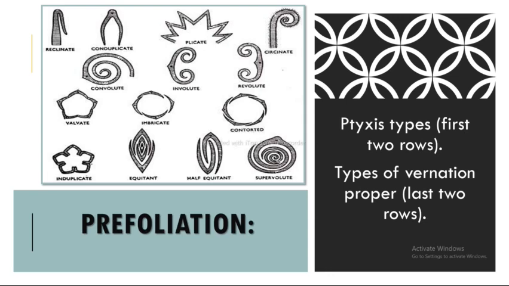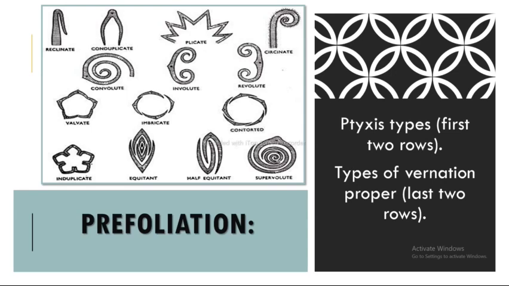Next type of vernation is the half equitant. In the half equitant condition, conduplicate leaves are placed face to face in such a way that overlapping is incomplete, with only one half of the blade being inside the other. Such a condition is called half equitant.